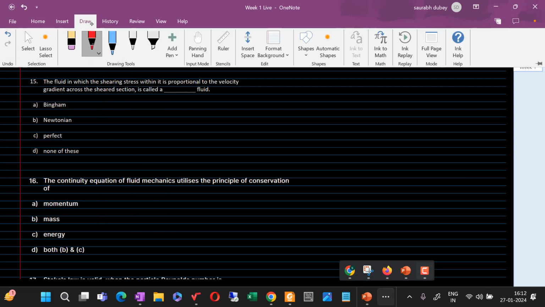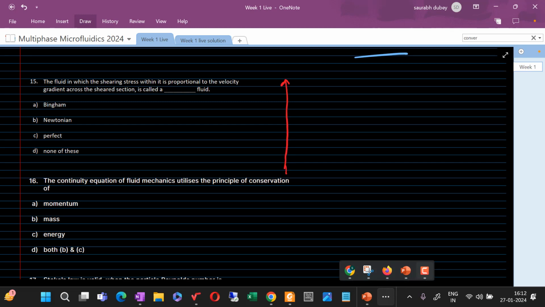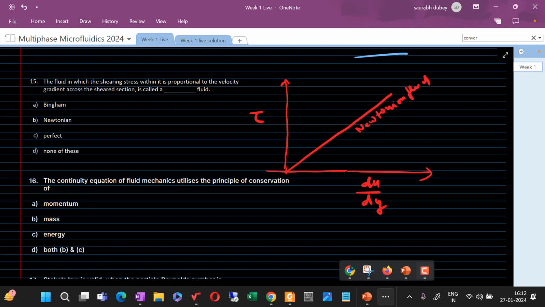Okay, wait, if you see this curve, which is the standard curve for different types of fluid, here you have strain rate on the x-axis and shear stress at the top. So this one is the Newtonian fluid. And what is the Bingham? Bingham will have a threshold shear stress at zero shear rate itself.